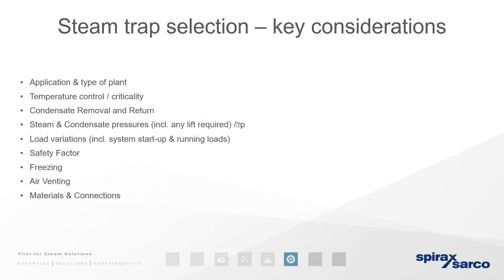Is there the possibility of freezing, now that we're in winter? Some plants definitely have this challenge. Is there a lot of air venting within the system? And also, what material and connections are required from the plant? So once we know all this information, we can easily identify or correctly size the steam trap and ensure a correct installation and sizing.